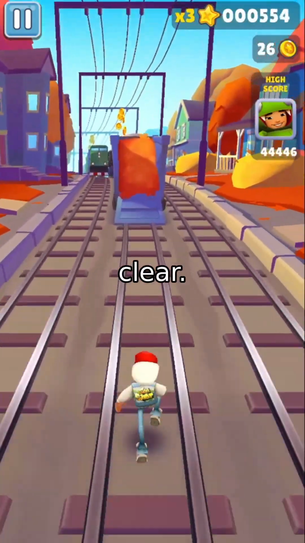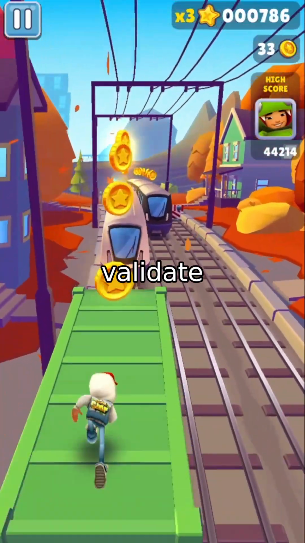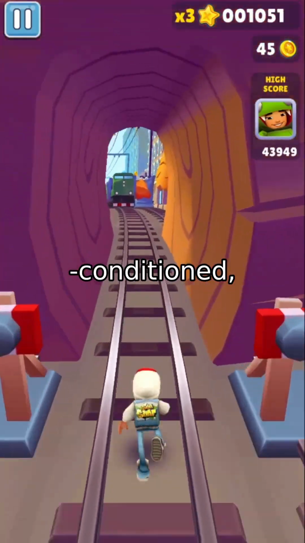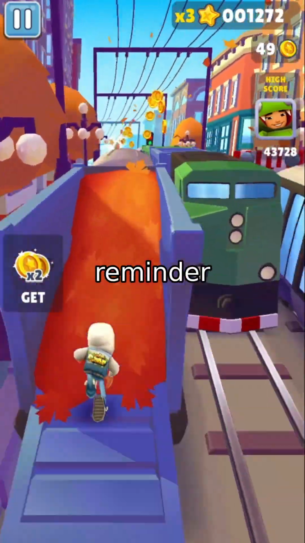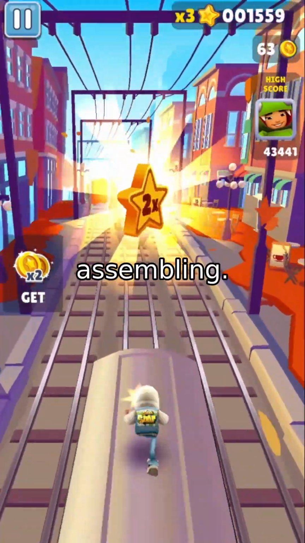The path forward is clear. Improve fragment-level tip prediction for difficult devices like nasogastric tubes, validate across multi-institutional datasets, and push evaluation metrics toward detection-conditioned, family-stratified reporting. If you're working in medical AI, this is a reminder that sometimes the best way to solve a segmentation problem is to stop segmenting and start assembling.